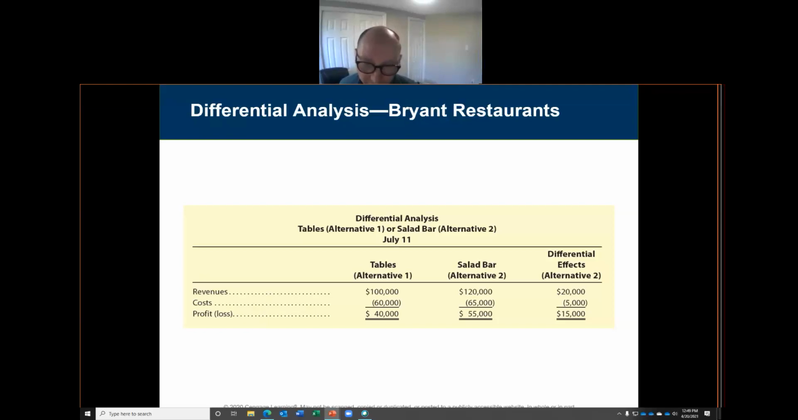He mentioned that the revenues outpace the additional costs. We're obviously yielding an additional $15,000 in profit. $20,000 additional in revenue, only an additional $5,000 in cost. We got an additional $15,000 in profit. So from that perspective, it makes perfect sense to go with the salad bar in this concept.